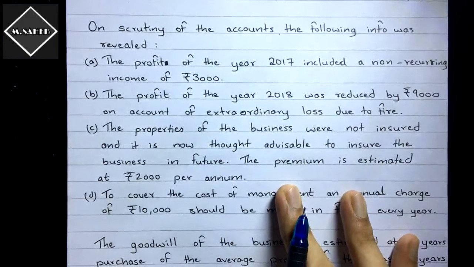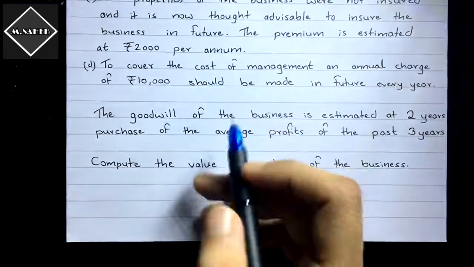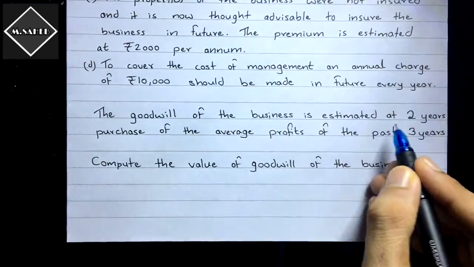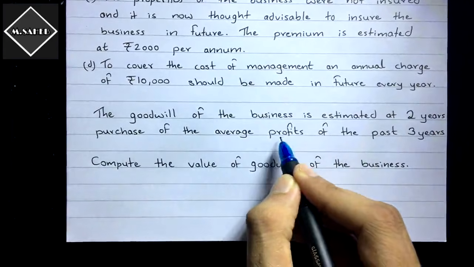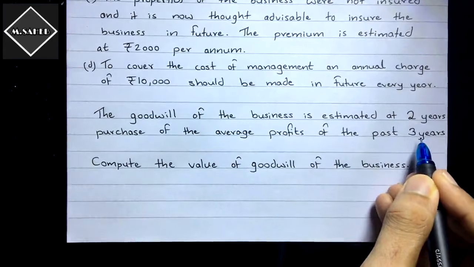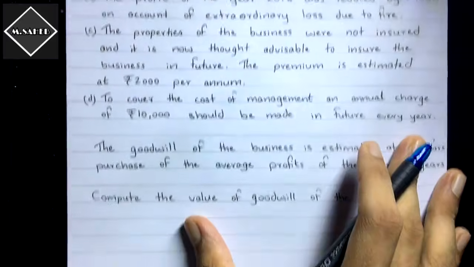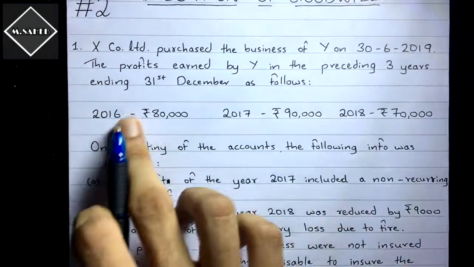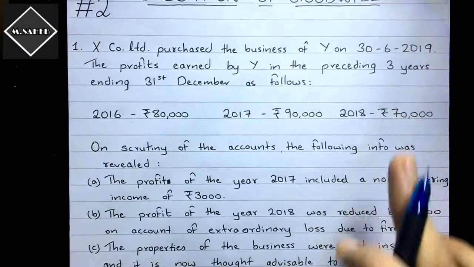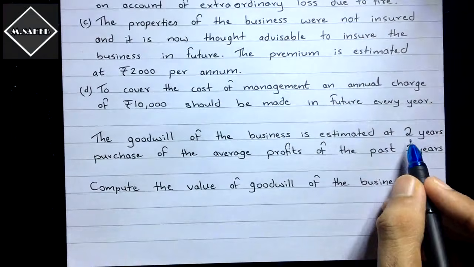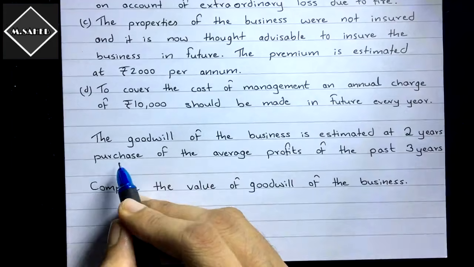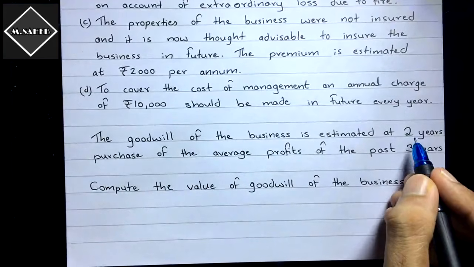So we'll see that while solving the problem. And then they have said the goodwill of the business is estimated at 2 years purchase of the average profits of the past 3 years. So what are we going to do? We are going to calculate the average profit of these past years. And then with that average profit, we are going to multiply with the 2 years purchase. Fine, that is into 2 we will do to calculate the goodwill.